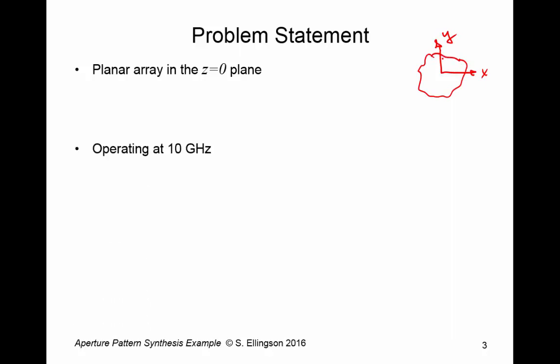So here's the problem statement for this particular example. The planar array will lie in the z equals 0 plane as usual, so the aperture, whatever shape it turns out to be, is in the xy plane. I'll say here it's operating at 10 gigahertz. The only reason this frequency will become relevant in the problem is because I'll want to show you physical dimensions, like dimensions in meters. If I was content to show you everything in terms of wavelengths, I wouldn't have to specify a frequency. Another reason I use 10 gigahertz in particular is because this is a not uncommon frequency for phased array radars. This frequency is in a band of frequencies known as X-band, and it's commonly used for these kinds of applications.